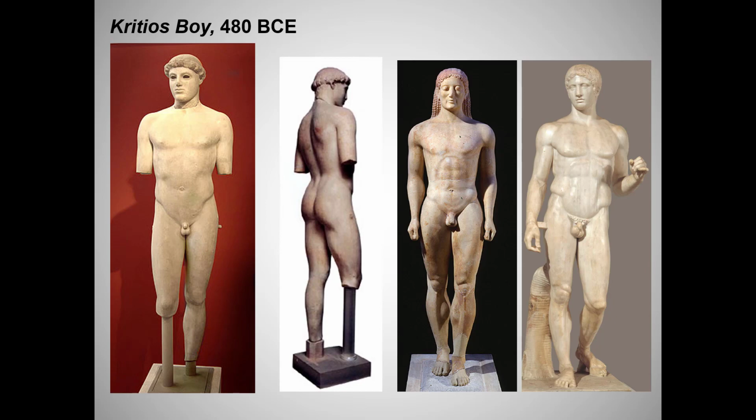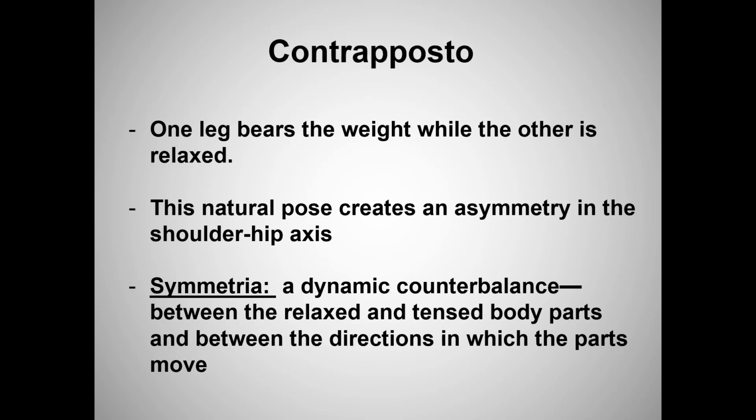The Critias Boy is the first statue known to use Contrapposto. You encountered this term when you watched the Khan Academy video about this work over the summer. Contrapposto is an Italian word that we would translate literally as counterpoise. One leg bears the weight while the other is relaxed. When this pose is captured realistically in art, it shows up as a tilt or asymmetry in an axis or imaginary line that we could draw across the hips and the shoulders. The Greeks described this dynamic counterbalance with the word symmetria.